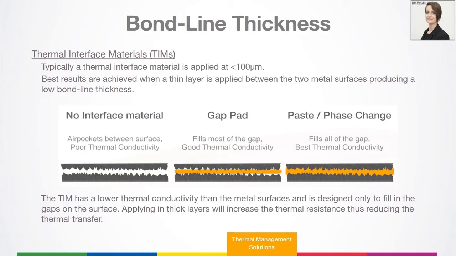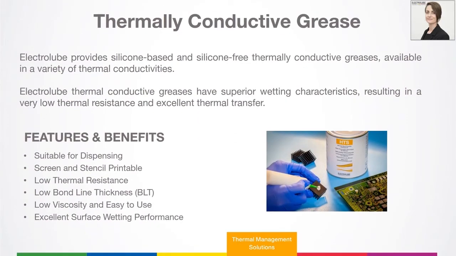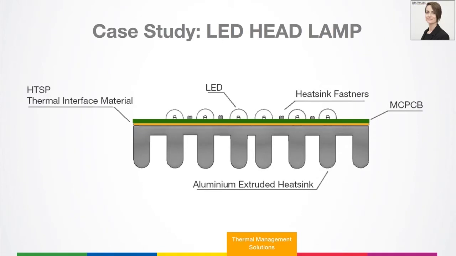So, I've mentioned thermally conductive greases. I'm just going to go over a small application example here. As I said, suitable for dispensing, screen and stencil printable. Because you can get a low bond line thickness, a nice uniform even film, you can also achieve a low thermal resistance relatively easily. So an example of using a thermal grease is in an LED headlamp application.